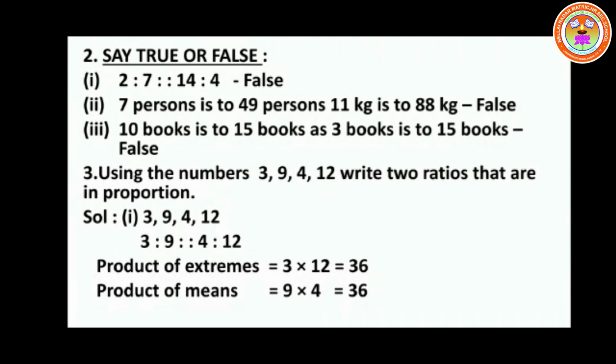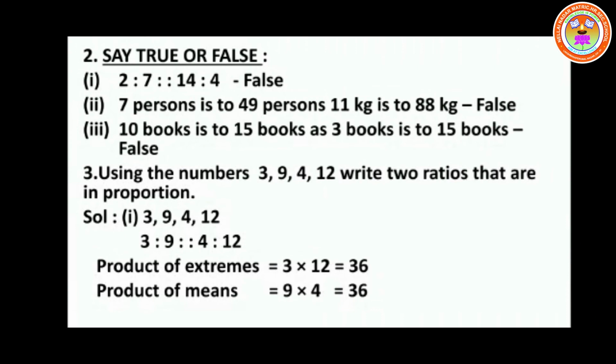Next, subdivision 2. 7 is to 49 as 11 is to 88. So 7 divided by 49 equals 11 divided by 88. That is also false. If you cancel 7 by 49, you get 1 divided by 7. If you cancel 11 by 88, you get 1 divided by 8. Here you are getting 1 by 7. Both are not equal, so it is false.